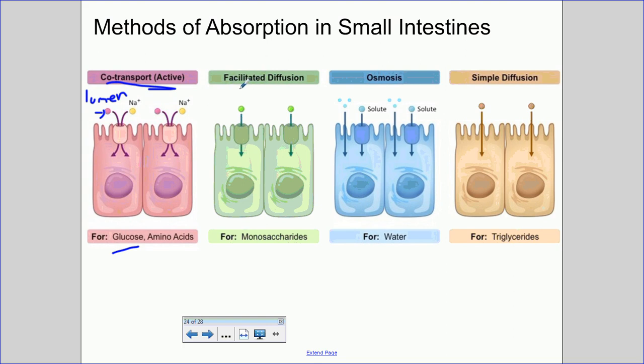There is also facilitated diffusion. This is for other types of monosaccharides, where there'll be a channel that will allow that monosaccharide to move from high concentration to low concentration, and the cell will work to keep that monosaccharide in low concentration inside the cell as well by moving it quickly outside. Water will come in through osmosis, and then triglycerides will move in through simple diffusion.